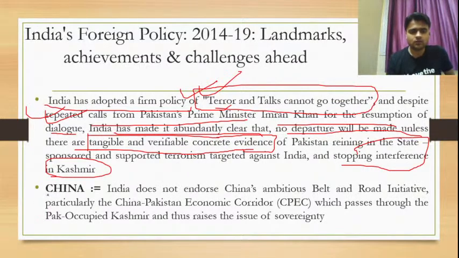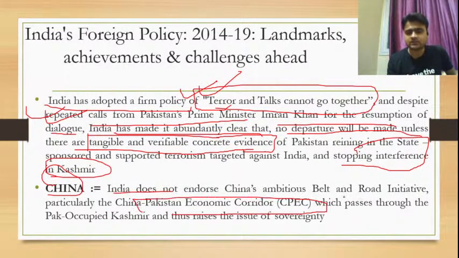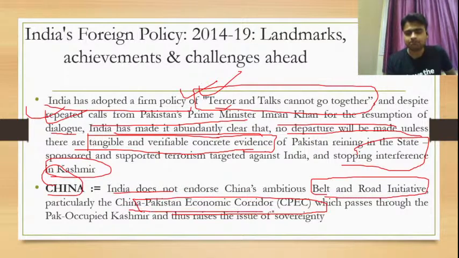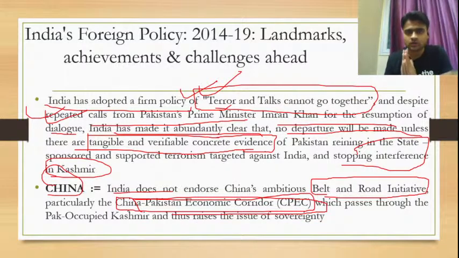Fine. Then what about China? Much of the thing is already in news. Whatever is there in the past, we will discuss that. India does not endorse the CPEC. Okay, that is the Belt and Road Initiative, and a part of it which crosses through Pakistan, that is the POK. Fine. And it thinks that it is an attack on India's sovereignty. That is the reason why we do not subscribe to the Belt and Road Initiative.